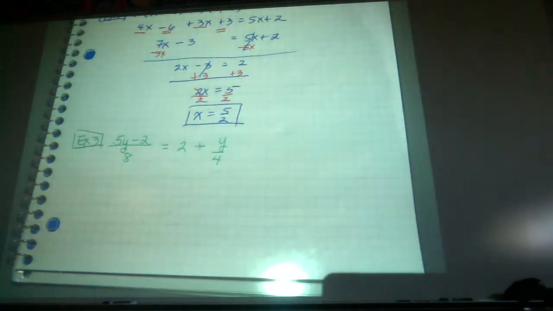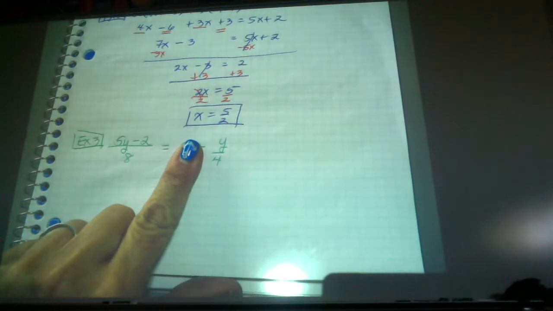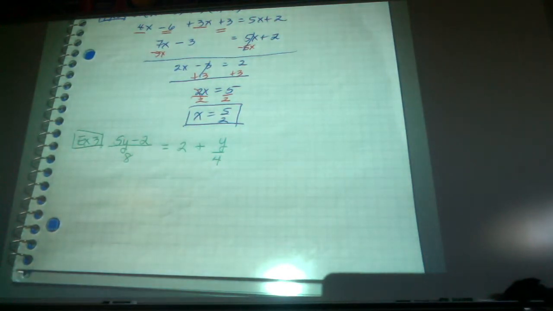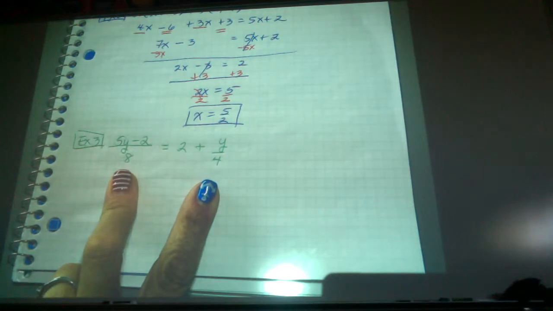What is it that you don't like about this? The fractions. Do you remember how you can get rid of your fractions? You cannot cross multiply here, only because I could if I had that. Yeah. Why are you multiplying everything by 8? Isn't your least common denominator here 8? And make sure that you multiply every term by 8, not just the fractional term.